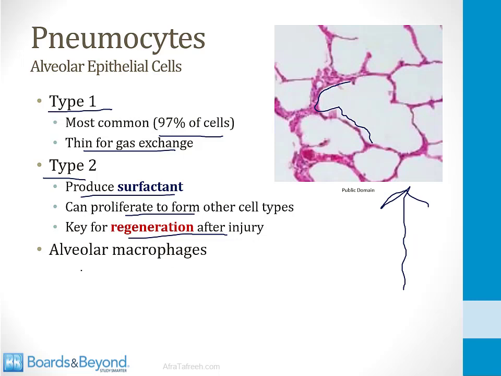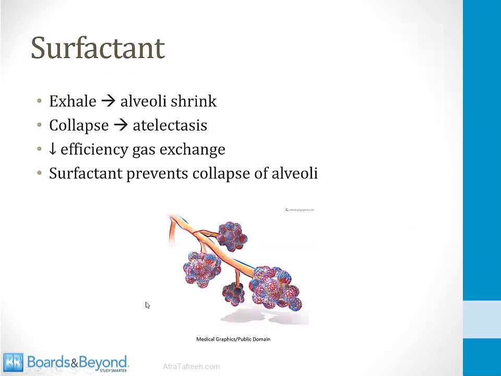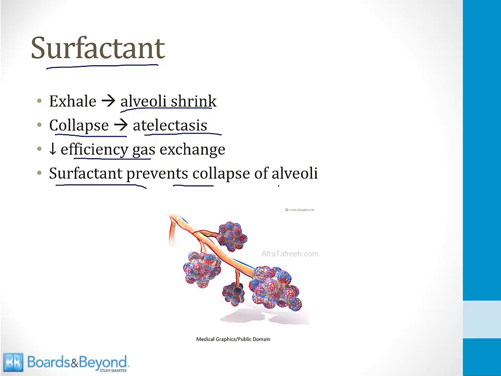And then finally, you can also find macrophages in the alveoli. Now let's talk about surfactant. So when you exhale, your alveoli shrink, and your alveoli are very small structures and they could easily collapse. This leads to what's known as atelectasis, or collapse of lung tissue. And collapsed alveoli are bad for gas exchange. So the reason we have evolved to produce surfactant in our lungs is to prevent the collapse of alveoli so that we can maintain gas exchange.